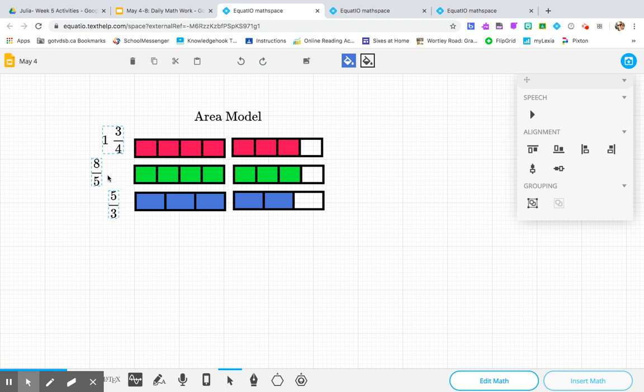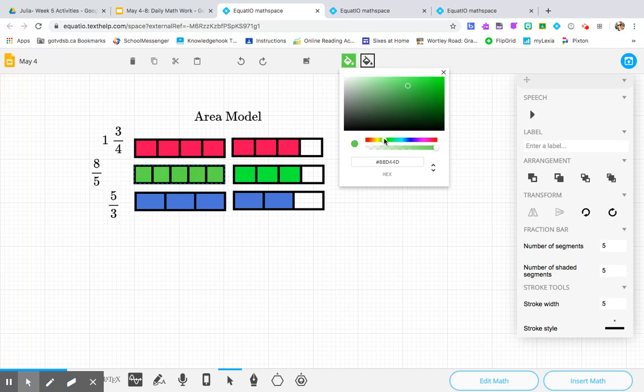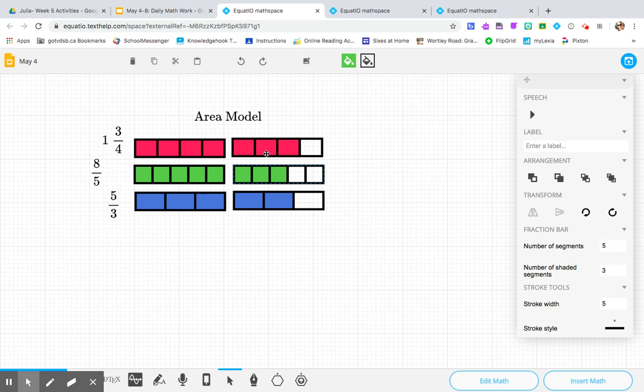You can see my 8/5 here. My whole is broken into fifths because the denominator tells me that. I have 1, 2, 3, 4. Oh, it's not broken up into fifths. Let's fix that. There we go. Now it's broken up into fifths, and we'll turn it green again. And so 1, 2, 3, 4, 5/5. And we're going to have to break this one up into fifths as well. And we needed 3 more fifths. So 6, 7, and 8/5. Thanks for sticking with me there.